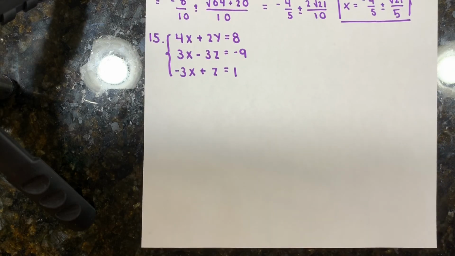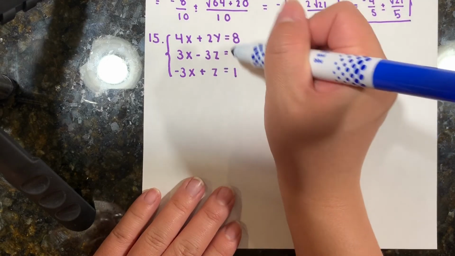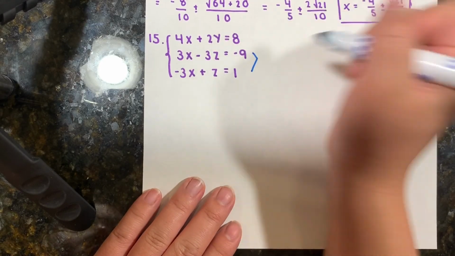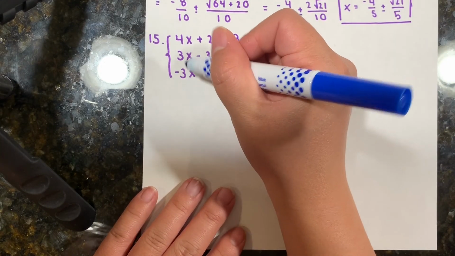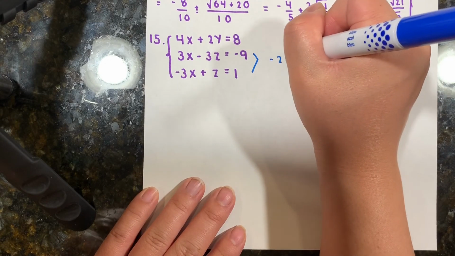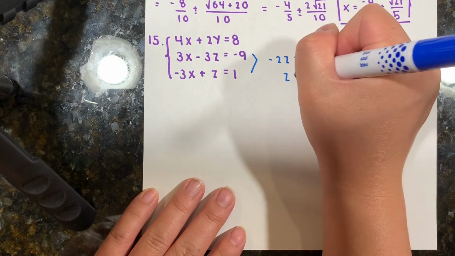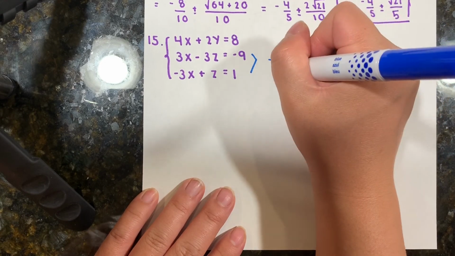Now, lastly, looking at number 15. Usually these are pretty tricky, but this one is actually pretty easy because if you look at the bottom two equations and add those together, notice that the x's actually cancel. So you really just have negative 2z is equal to negative 8. So therefore, z is equal to 4.